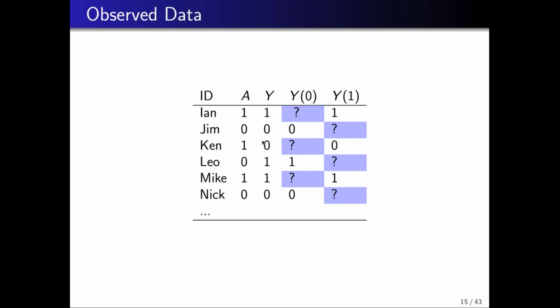So, the observed data. This is just now expanding the table down to some more people. Here we observe for Ian, took treatment, he died. So we observe Y1 for that patient by the consistency assumption, and we don't observe Y0. Jim did not take treatment, he lived, so we observe Y0, and it's 0 for that guy, but we don't know what his outcome would be under treatment. Ken took treatment, he lived, we observe Y1, which is that he lived under treatment, but we don't know the Y0, etc. So this just connects the observable data to these potential outcomes.